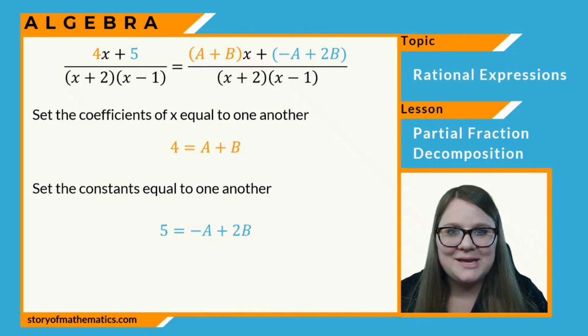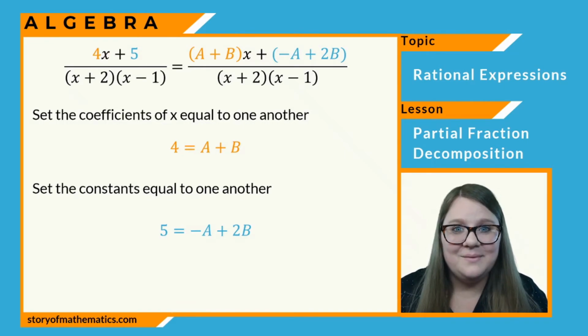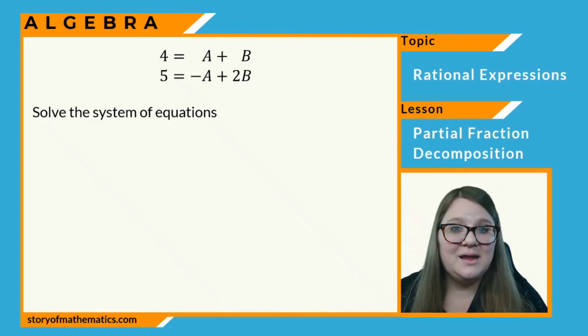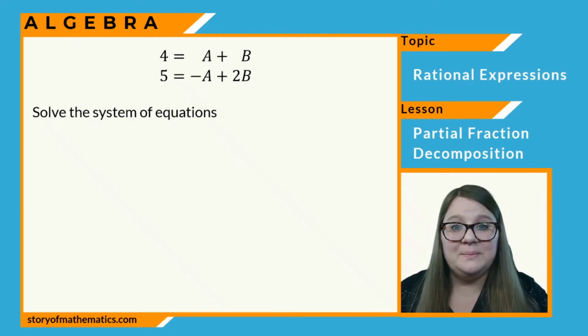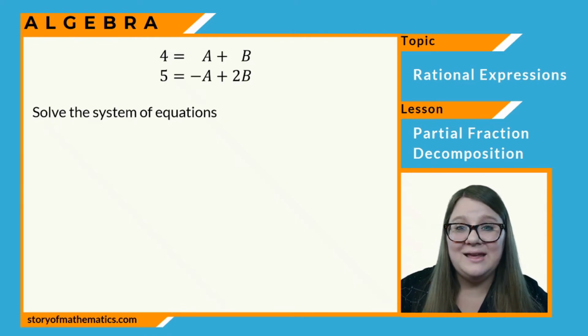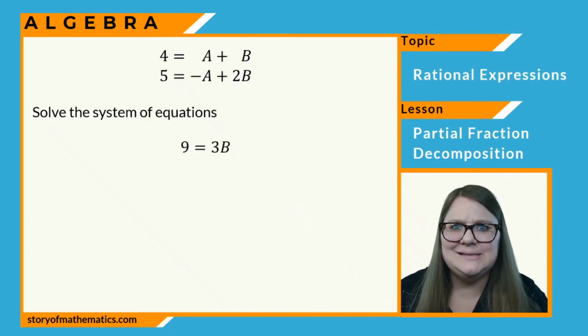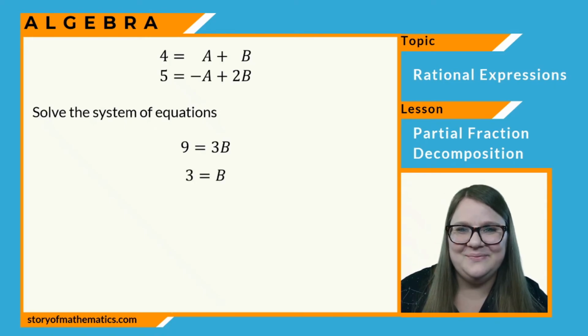So now I have two equations that have my A and my B in them. So I just need to solve this system of equations. Now, the way this one is set up, it's really easy to solve using elimination, which is also known as the addition method, because what you're going to do is add the two equations together, and it's going to eliminate one of our variables. So I do 4 plus 5 is 9, A plus negative A cancels, and B plus 2B is 3B. Now it's really easy to solve for B. I'm going to divide both sides by 3 to see that B equals 3.